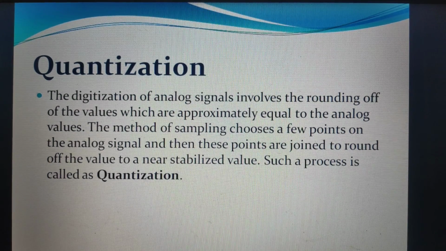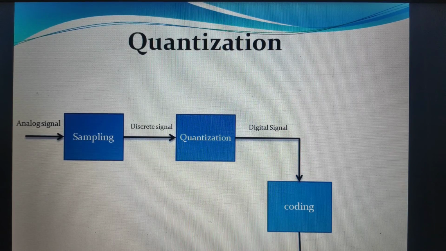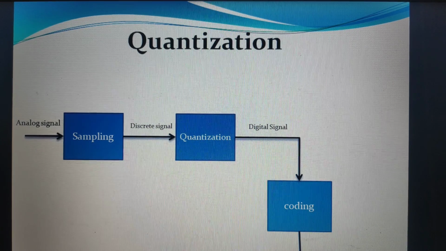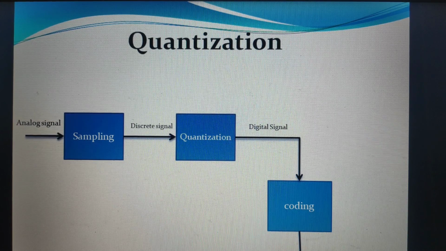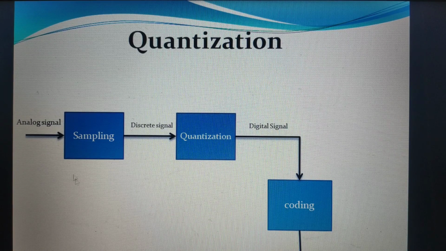Now I will discuss the process of quantization very briefly with a block diagram. Quantization is the process required to convert an analog signal into a digital signal. In this block diagram, we have provided an analog signal, and by sampling the analog signal, we have got the discrete signal. In the analog signal, the time is continuous and the amplitude is also continuous.